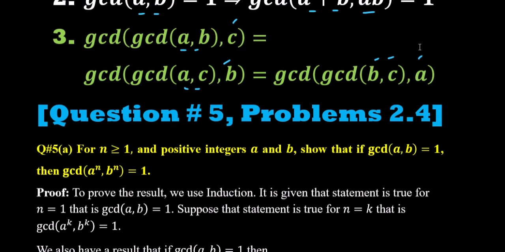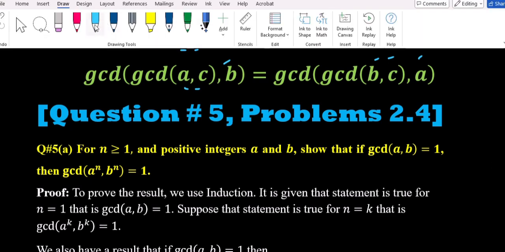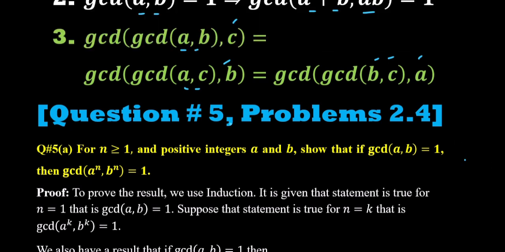The first property is actually question number 5. This is the question number 5 problem in problems 2.4. This is question number 5a. The question says, for n greater than or equal to 1 and positive integers a and b, show that if GCD of A and B is equal to 1, then GCD of A raised to power n, B raised to power n is equal to 1.